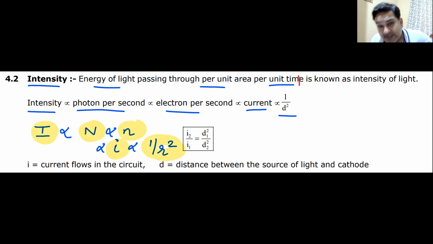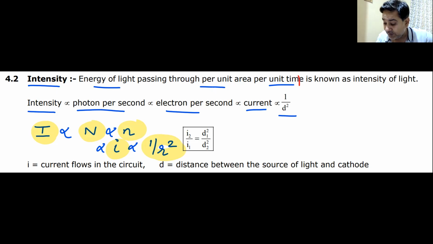Yes, sir. Distance, sir, has become twice, sir. What will be the number of photons reaching, or the electrons which are emitted? Will it increase or will it decrease? You got the answer? You are understanding the logic behind it? Yes or no? Explain it again. Okay, so you did not understand it in the first case.